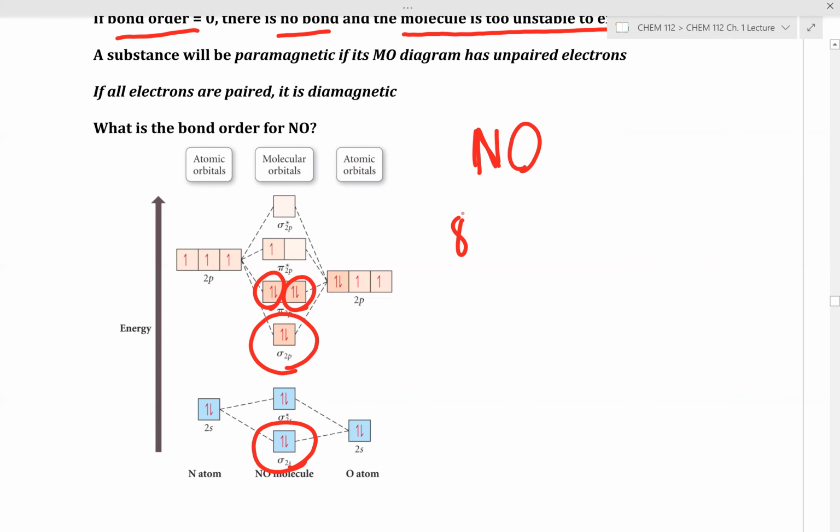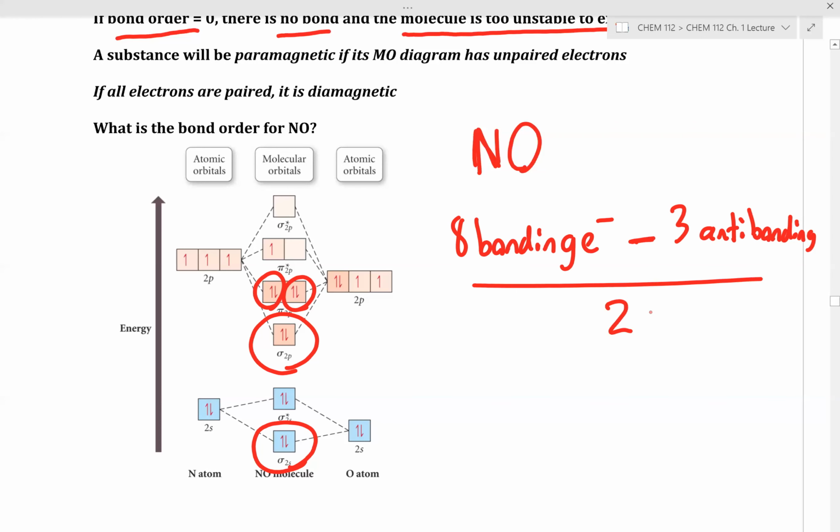So we have 8 bonding electrons. And from that, we're going to subtract the number of anti-bonding electrons. And how many total anti-bonding electrons do we have in our sigma star and pi star? 3. So we have 3 anti-bonding. Okay, we then divide by 2, and that gives us a bond order of 5/2 or 2.5.